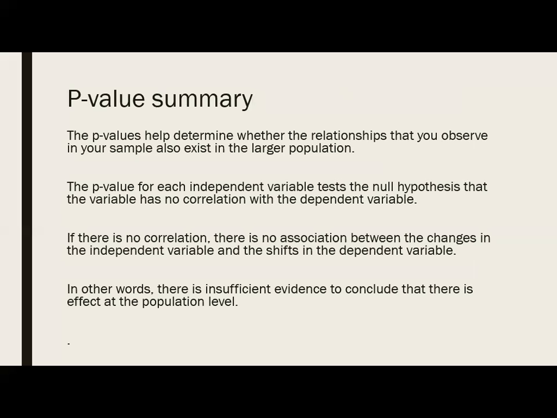So, p-value summary. The p-values help determine whether the relationships that you observe in your sample also exist in the larger population. The p-value for each independent variable tests the null hypothesis that the variable has no correlation with the dependent variable. So what it means is your independent variable should have the correlation. Then only it is wise to add that independent variable in our regression model. If there is no correlation, there is no association between the changes in the independent variable and the shifts in the dependent variable.